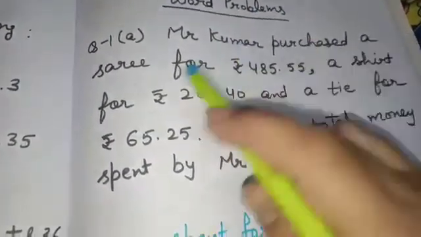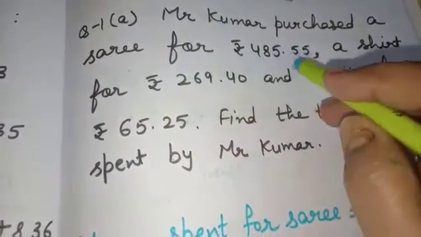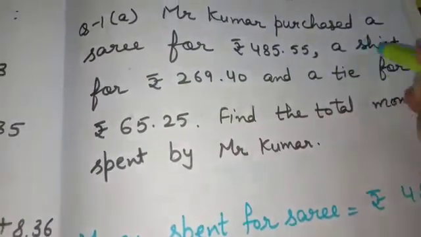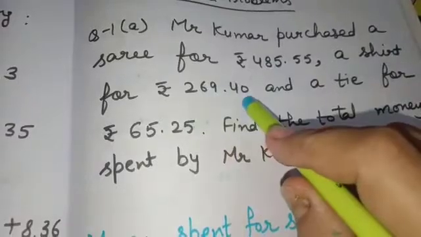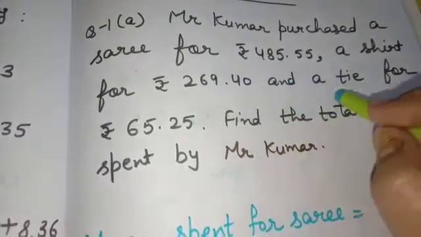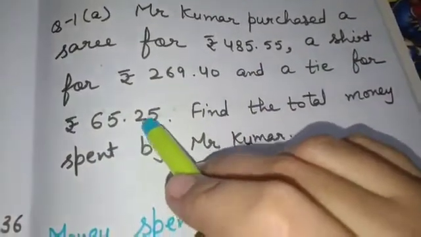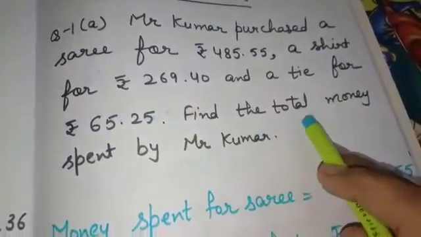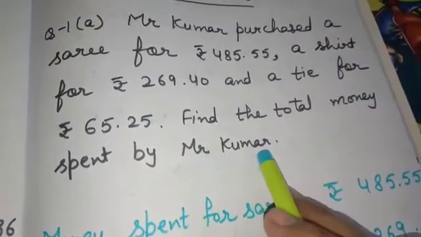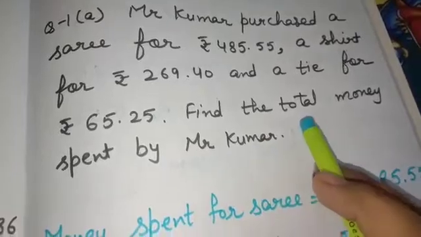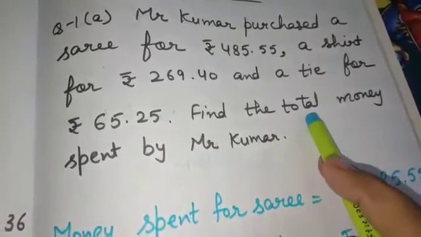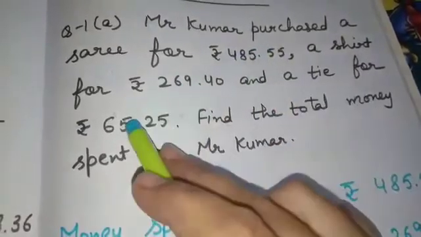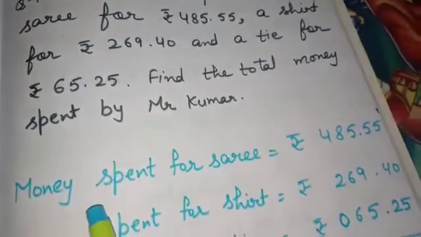Mr. Kumar purchased a sari for rupees 485.55, a shirt for rupees 269.40 and a tie for rupees 65.25. Find the total money spent by Mr. Kumar. Beta, you all know in order to find the total of something, what should we do? Just add all the things. So, what will we write here?